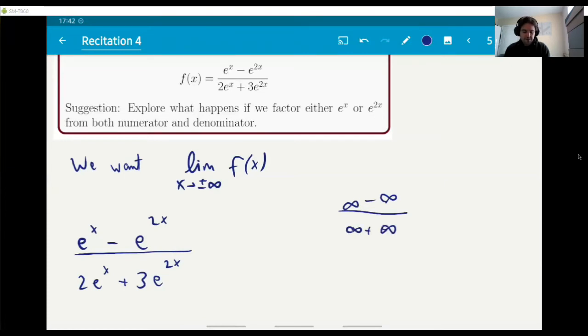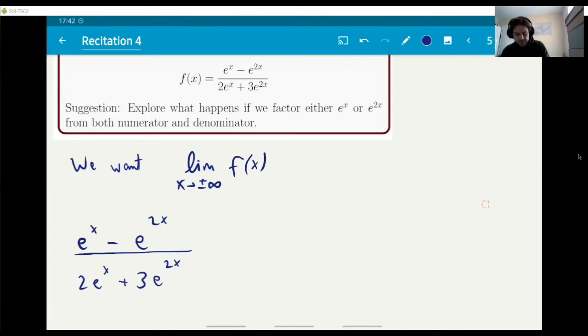Whereas if you're taking x to minus infinity, you know that e to the x and e to the 2x are going to go to 0. E to the minus infinity is 0 in symbols. So then the expression would actually be 0 minus 0 over 0 plus 0, which is again indeterminate. That's why we know that we need to do something to factor.